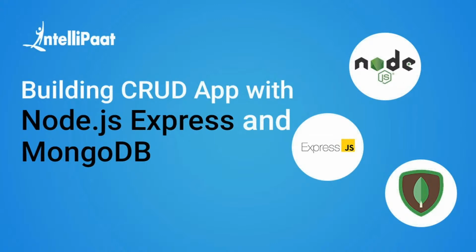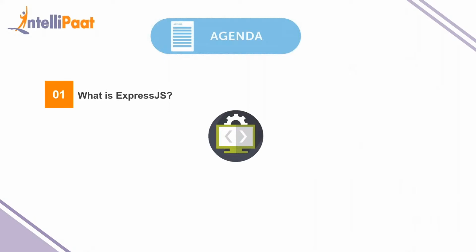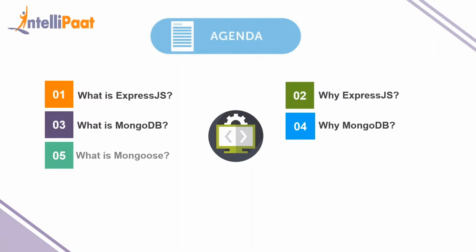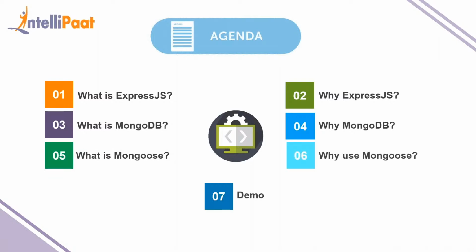So let's take a look at the agenda for the session. We'll begin by understanding what is Express.js. So we'll be starting from the bare basics. Then we'll understand why should you use Express.js, what are the advantages of using Express.js. We'll move on to understanding what is MongoDB, why would you want to use MongoDB as your database service. Then we'll take a look at Mongoose. We'll take a look at why should you use Mongoose, and then we'll have the demo in which we'll be building a really simple API and connect the front end and the back end together.